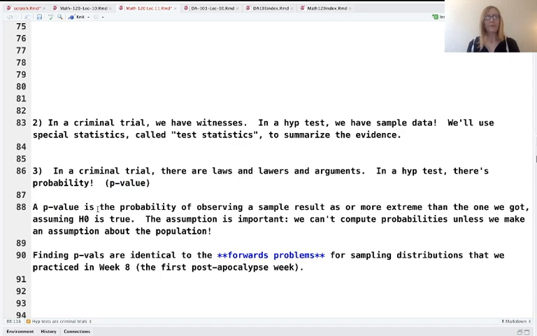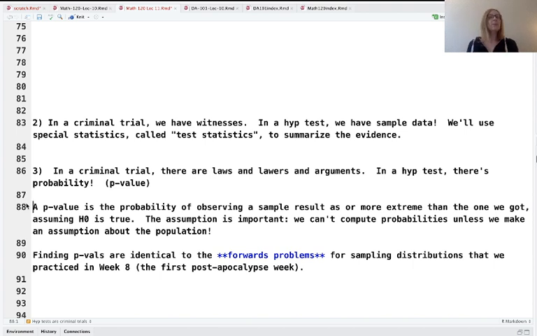So the very first thing I want to do is tell you the definition of what a p-value is, and this is so important. These probabilities, or p-values, are the probability of observing a sample result that's as or more extreme than the one we got, assuming that the null hypothesis is true. Kind of a big sentence to say, but every single word there is absolutely critical.